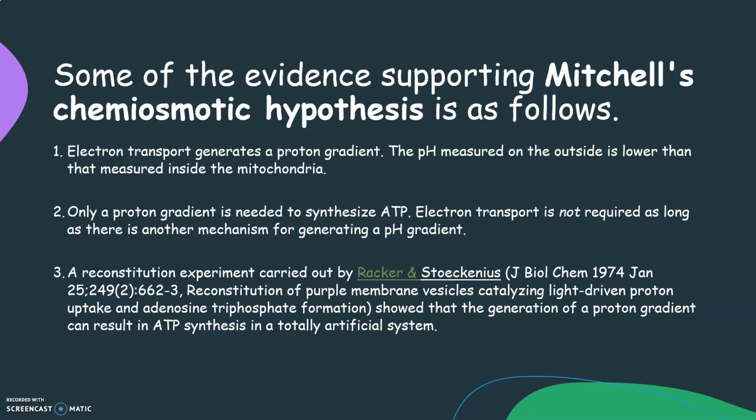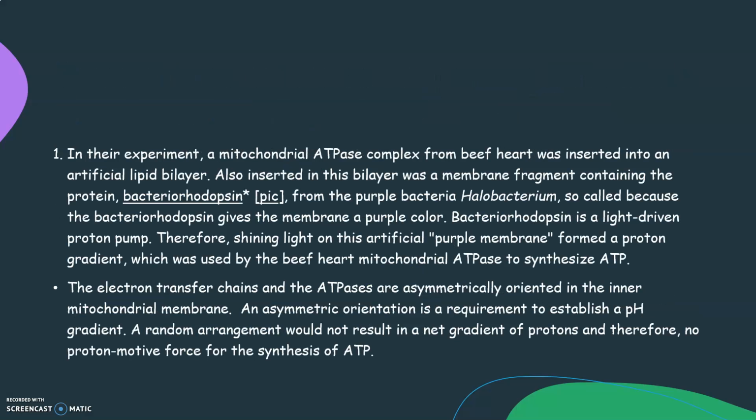A reconstitution experiment carried out by Racker and Stoeckenius also catalyzed light-driven proton uptake. They showed that the generation of a proton gradient can result in ATP synthesis in a totally artificial system. So they tested both the artificial system as well as the natural one, and they found that the proton gradient is necessary for ATP synthesis.